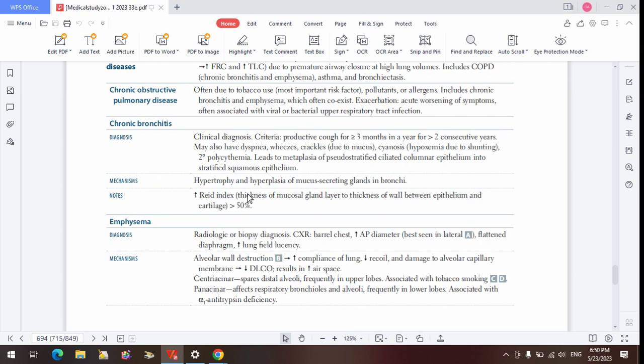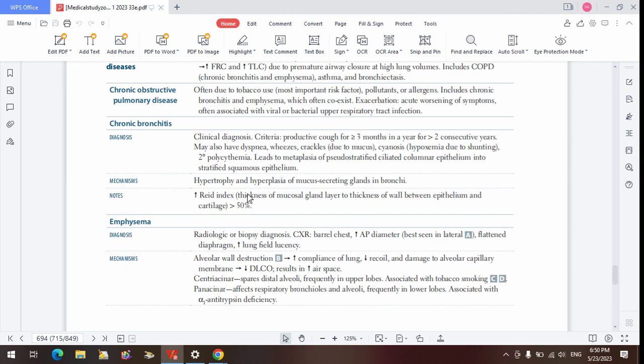Because hyperlucency means you have high air content within that lung. High air, not oxygen. Air is within that lung. And if there is hyperinflation and too much air is retained within the lung, you are going to have hyperlucency. So those are the classic features that you are looking for in emphysema. We've talked about the way it happens. We've talked about the other parameters.